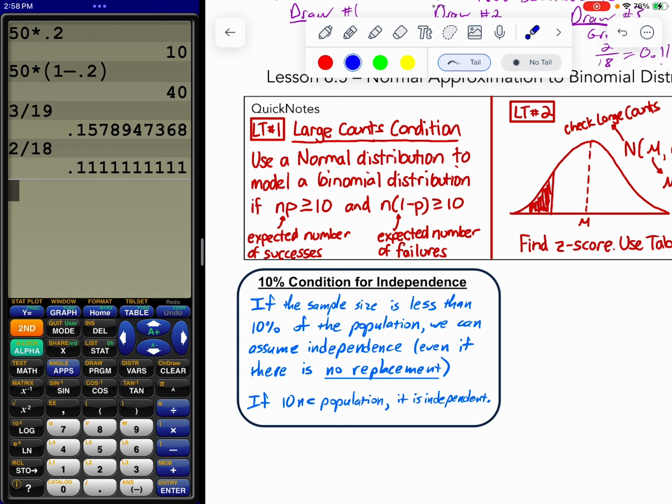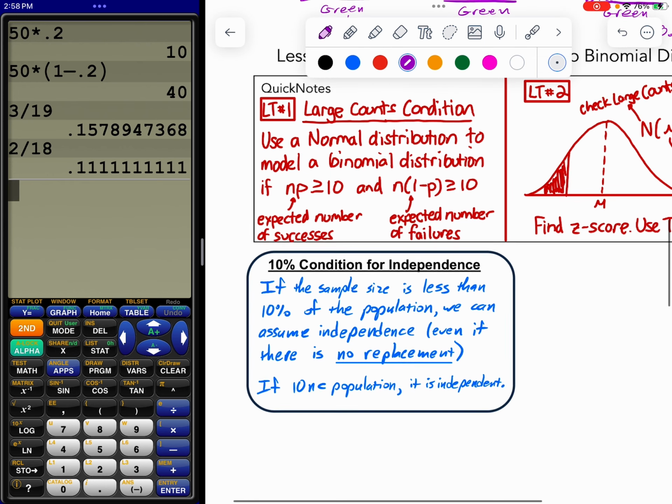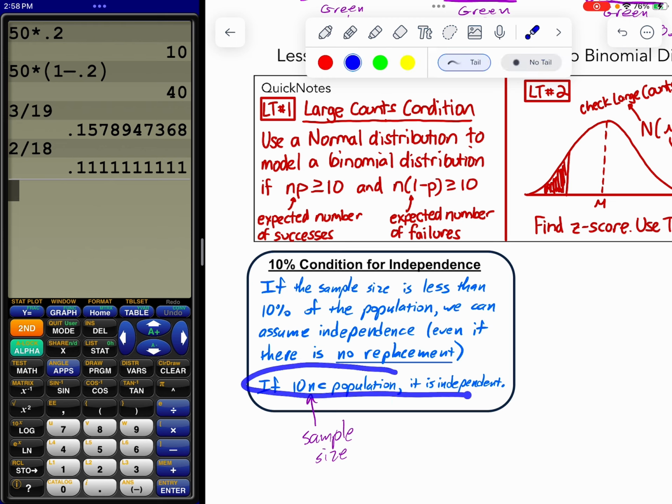That is a very important thing moving forward. You can also say it like this: if you take 10 times the sample size, and that is less than the population, it's independent. This is another way of saying if n is less than 10% of the population.